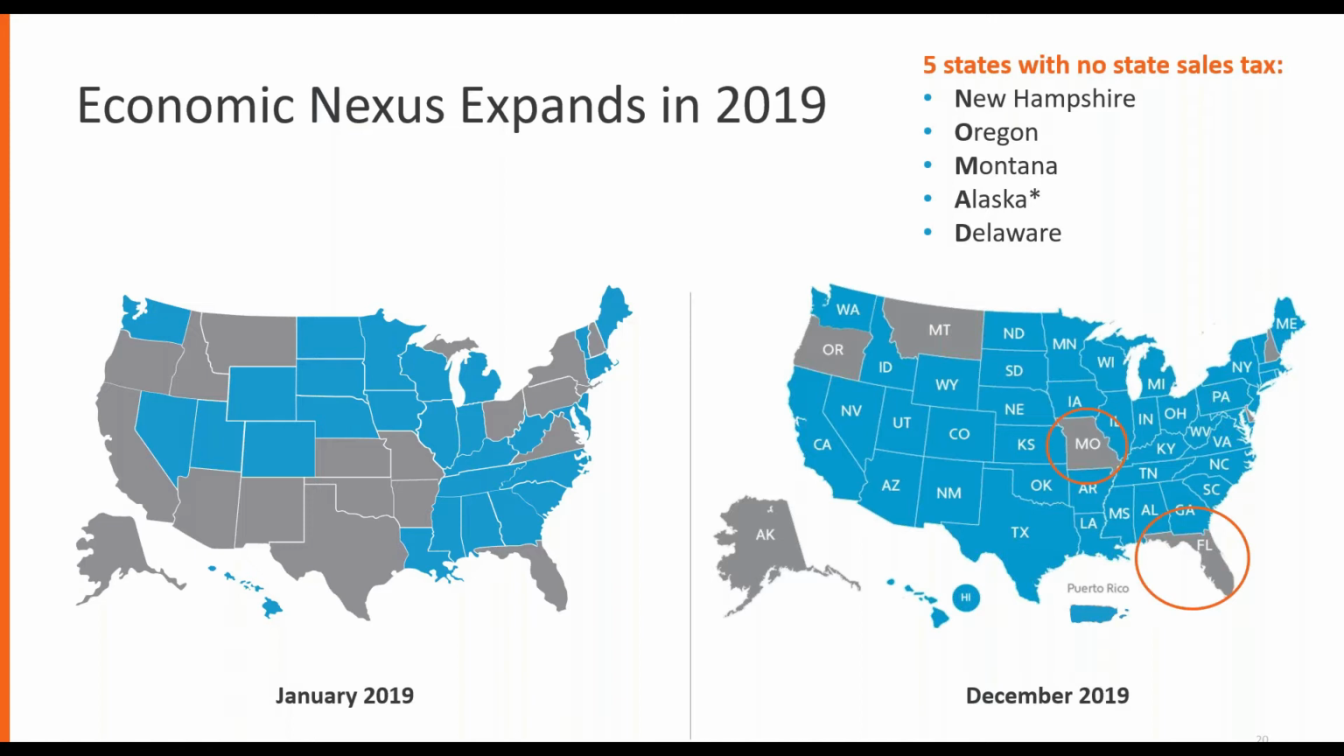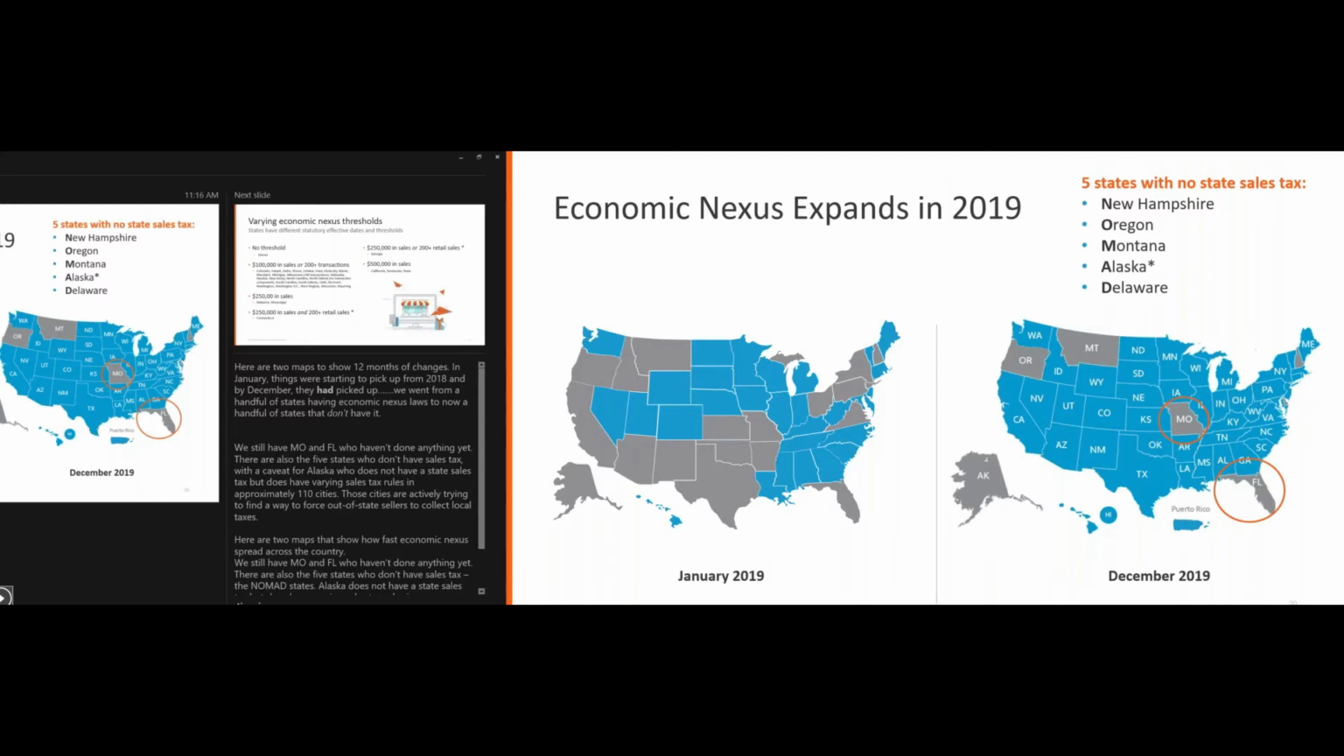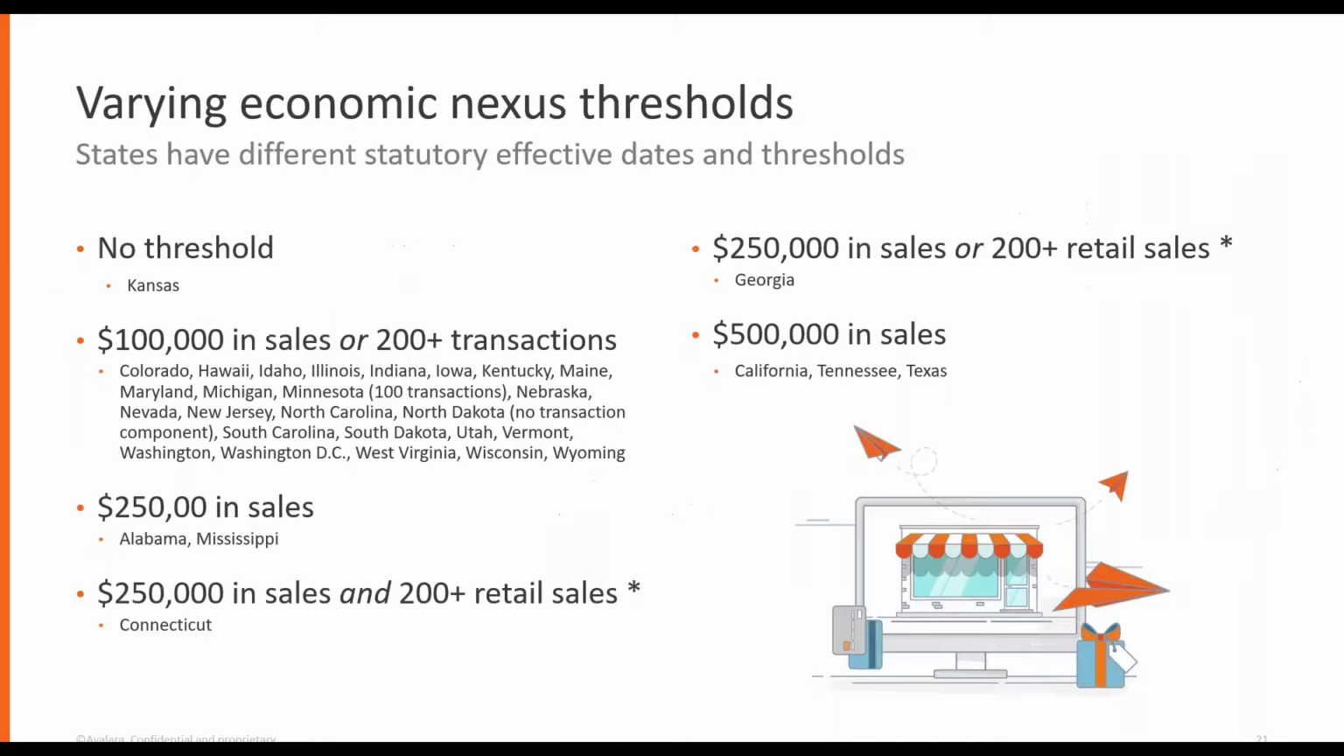So everybody jumped on. States are looking at how do we balance budgets, essentially, is really what they're looking at here with how quickly economic nexus has expanded. And then as I talked about earlier, every state can create their own thresholds. This is an example a little bit more in depth on those that I talked about earlier, but they vary so much.